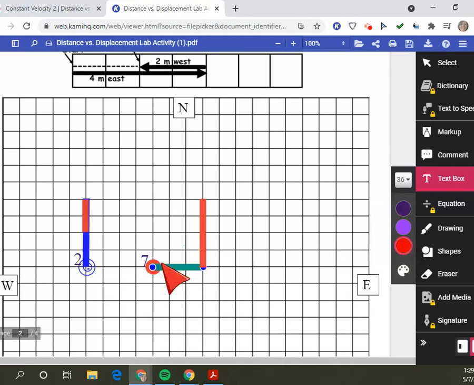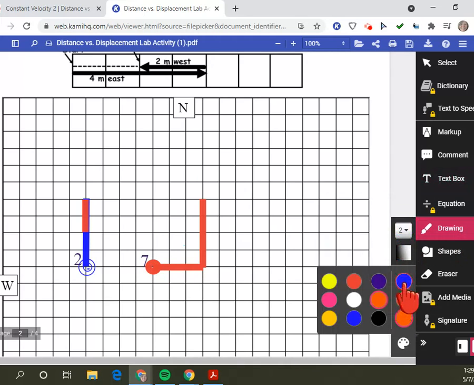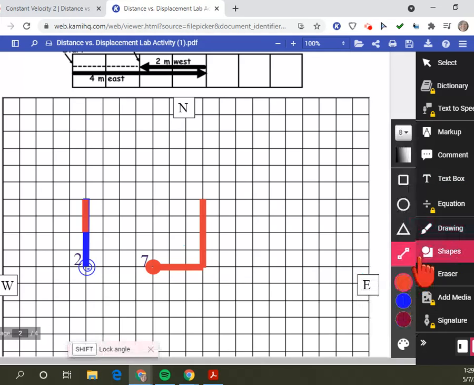So let's change our color. The shortest distance is this distance right here, a straight line from point A to point B. What does that look like? Can anybody tell me what we have to do now? Jordan, go ahead. Yeah, that's our direction, northeast for sure.